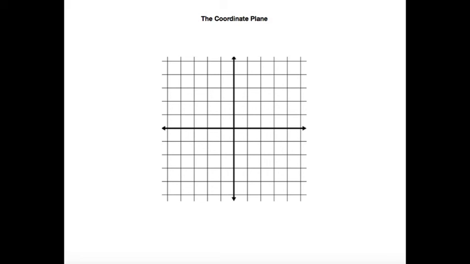So first, the coordinate plane is made up of two axes. The first is the x-axis. The x-axis is your dark horizontal line, and then we have the y-axis. The y-axis is our dark vertical line. Those two come together at a point. That point is known as the origin.